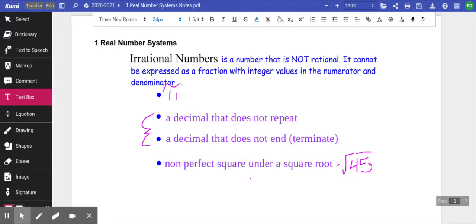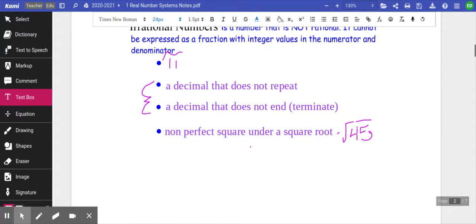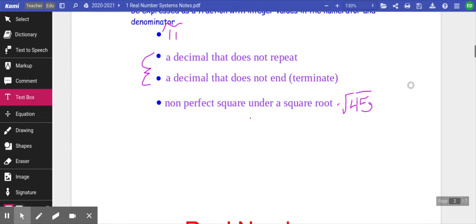One of the most common terms that we've dealt with that is irrational is pi. So in middle school, you definitely have heard of pi. The other definition, and these two go together, is a decimal that does not repeat, and it's a decimal that does not end. Okay, those we kind of use together. There's no repetition, right? They go on forever. And then the next one is a non-perfect square under a square root.